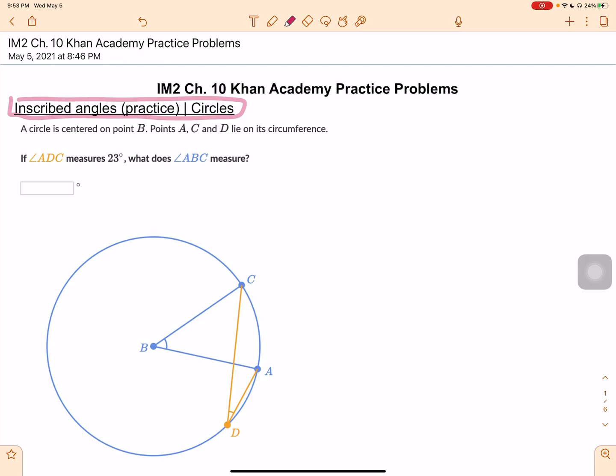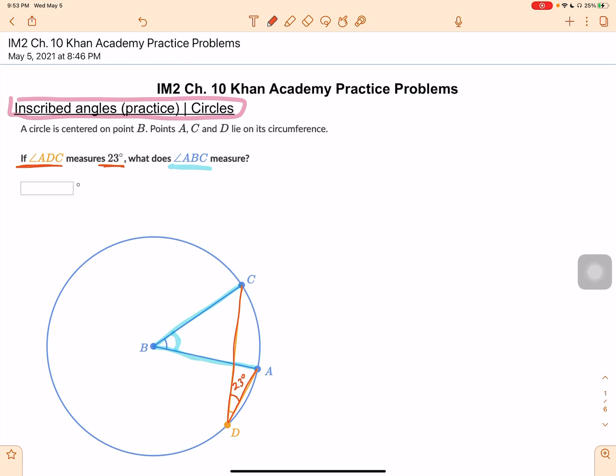Okay, so let's go and get started. Here it says if angle ADC measures 23 degrees, what does angle ABC measure? Well, angle ADC is right here, because it goes A to D to C. So I know this is 23 degrees, and it's asking me what does angle ABC measure? So ABC is this angle right here.